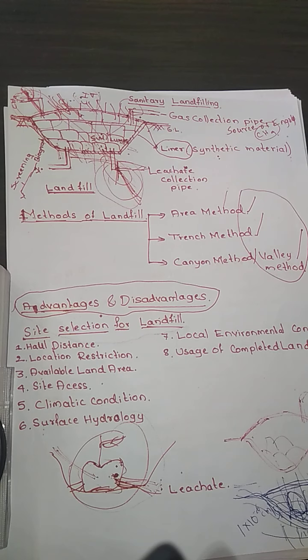Then the canyon method, it is used in valleys, but here it is going to create an unhygienic condition for the people who are going to live in the valleys. Then the advantages and disadvantages. The advantages are that it is going to give job opportunities for unskilled persons. We will be getting the methane, which can be utilized as a source of energy, and after the completion of that particular landfill, we can utilize it for having parks and all.